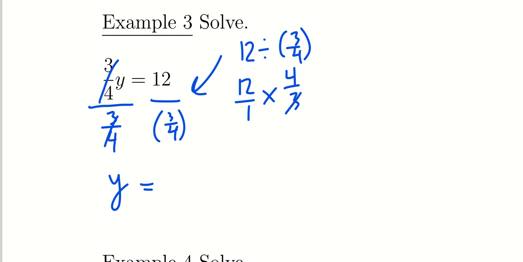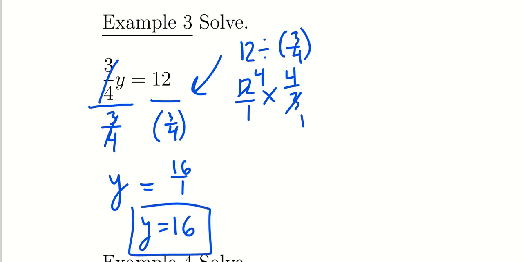We now multiply. We know that we can reduce this. It goes 1 and 4. And so we get 4 times 4, which is 16 over 1, for a solution of 16. So y equals 16. Again, same concept. We're using the division property of equality in order to get the y by itself.